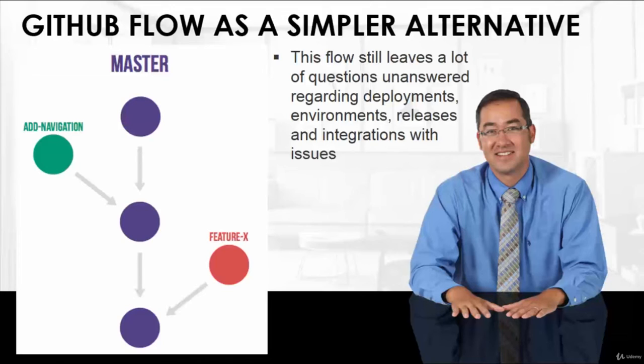So for instance, which environment are we working on? Is master a single environment, whether it's production, staging, QA, and so on? So GitHub gave a simpler alternative, but it still lacked one particular element that GitLab flow in fact provided. Now let's take a look at what that is.